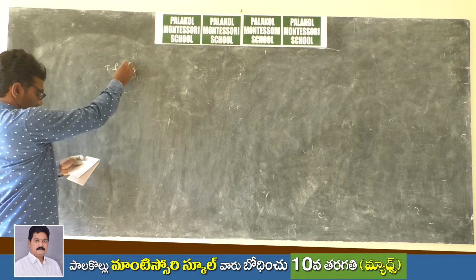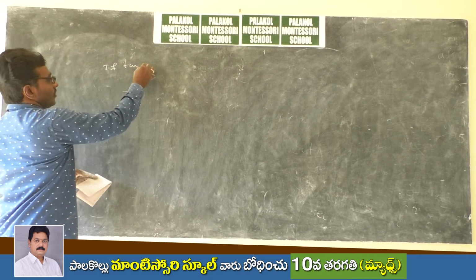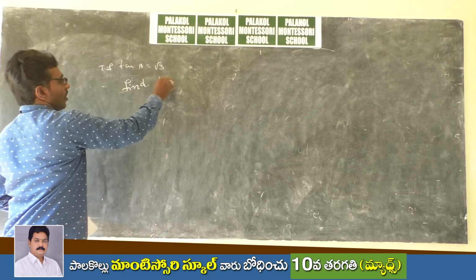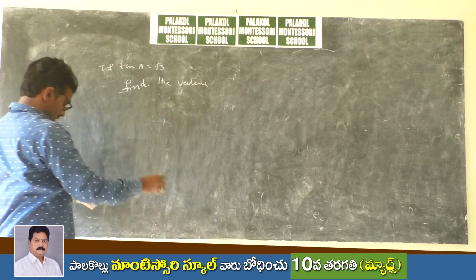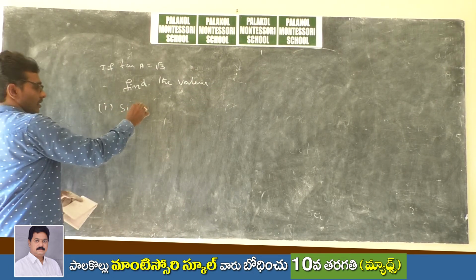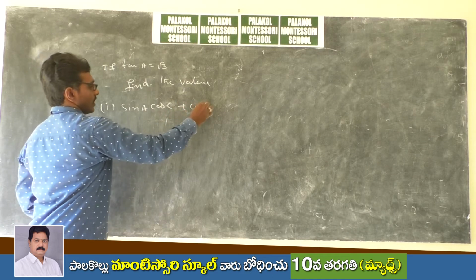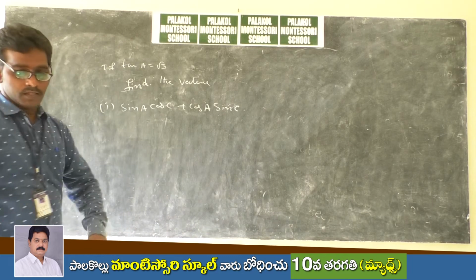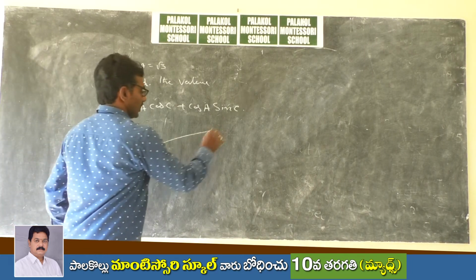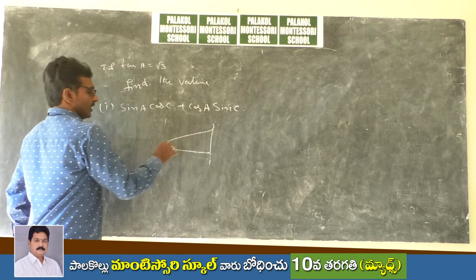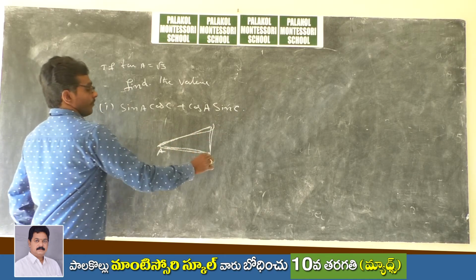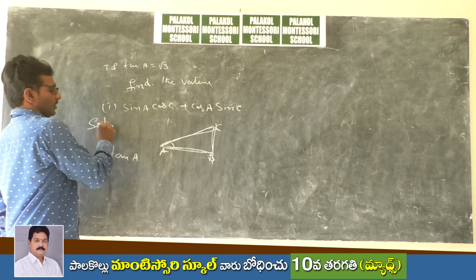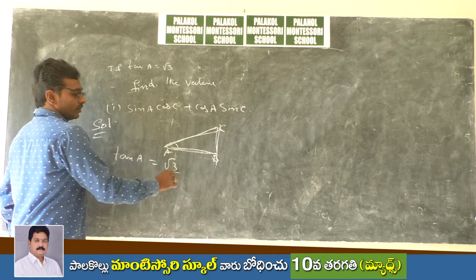If tan A is equal to root 3, find the value of sin A cos C plus cos A sin C. Draw the right angle triangle. This is A, B, C. So given the tan A, tan A is equal to root 3 by 1.